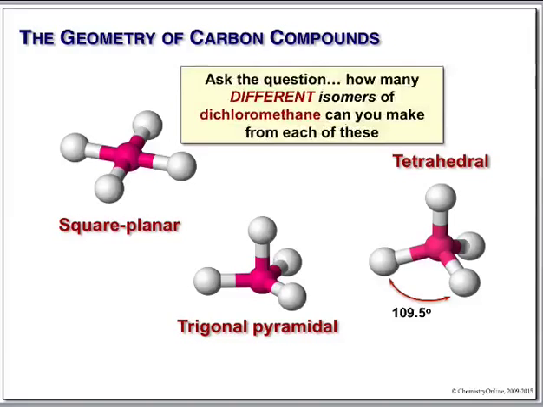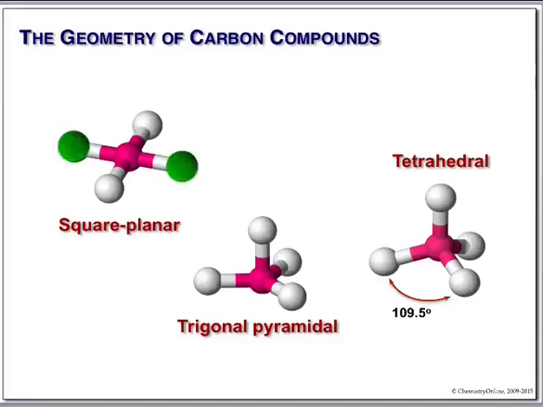The question that was asked back in the 1800s was, if you had a carbon compound, let's pretend it's dichloromethane, so one carbon, two hydrogens, two chlorines, if it was square planar, how many different dichloromethanes would there be? Well, we could have the two chlorines opposite each other, or we could have the two chlorines next to each other. Two isomers, two different dichloromethanes.